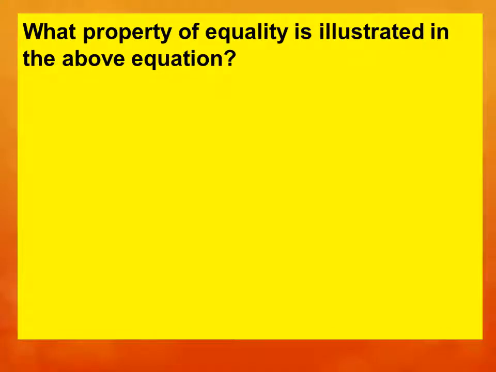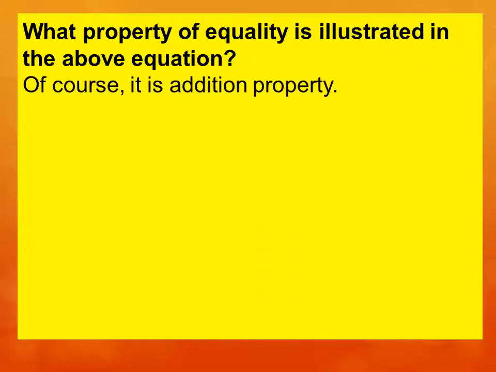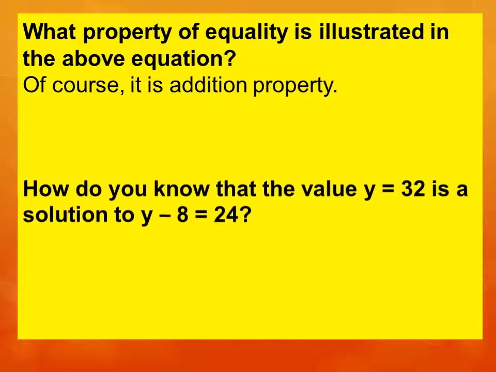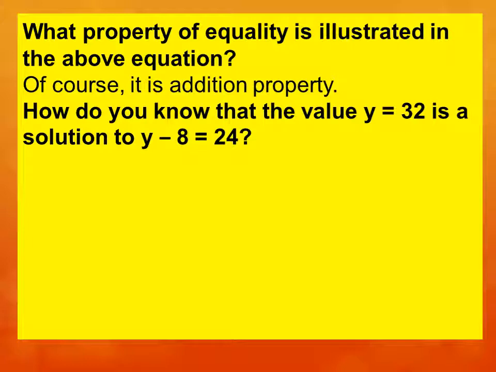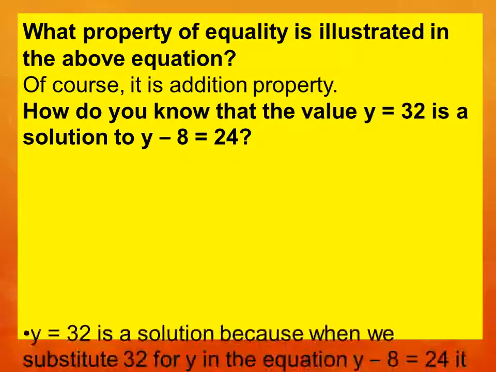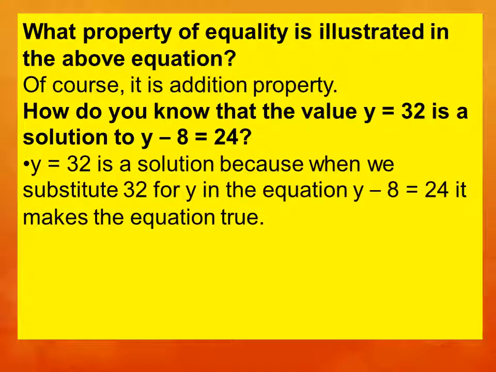Here are some guide questions. What property of equality is illustrated in the above equation? It is the addition property. Second question, how do you know that the value y is equal to 32 is a solution to y minus 8 is equal to 24? The answer is y is equal to 32 is a solution because when we substitute 32 for y in the equation y minus 8 equals 24, it makes the equation true.